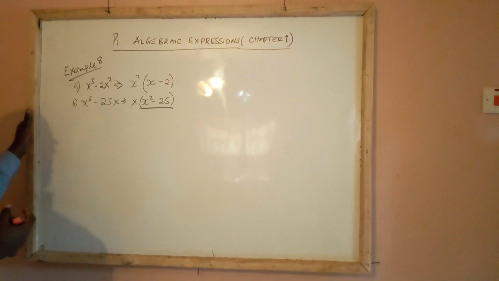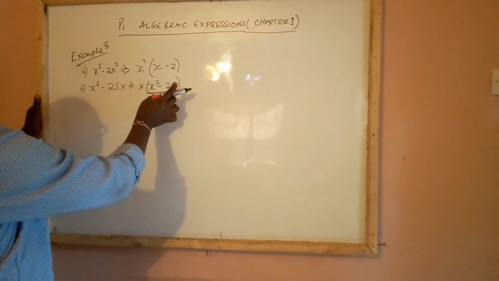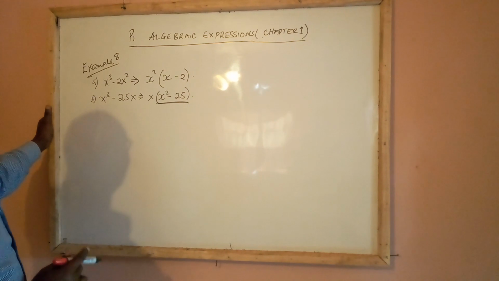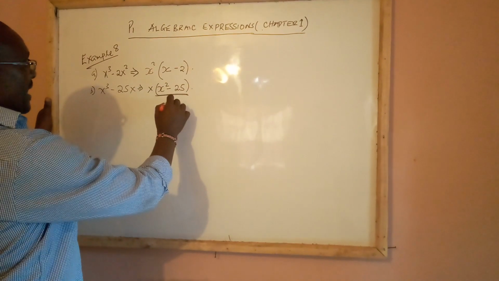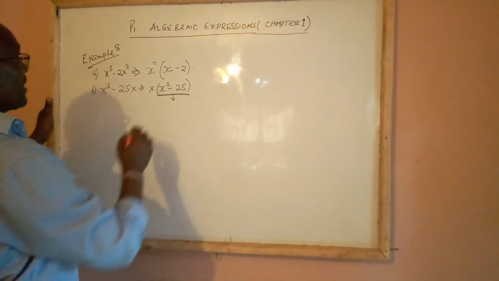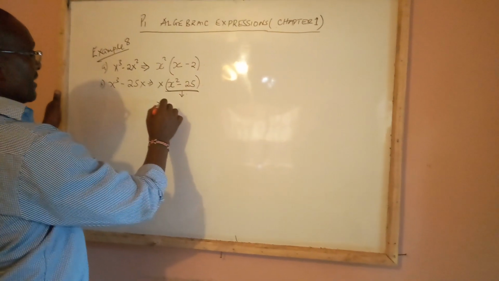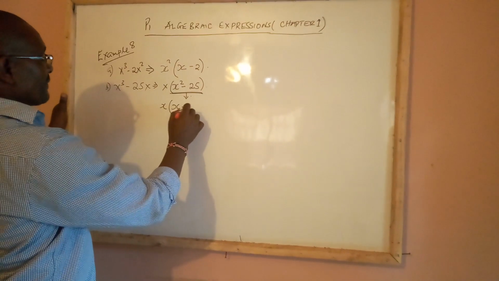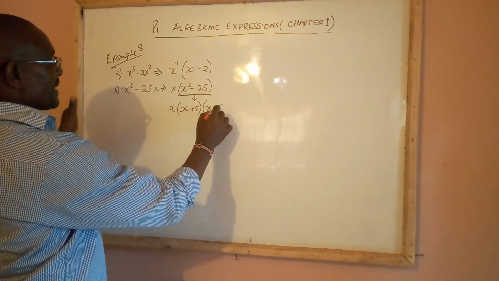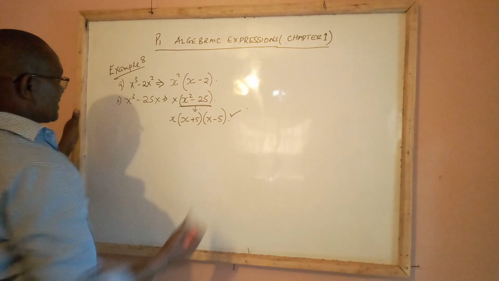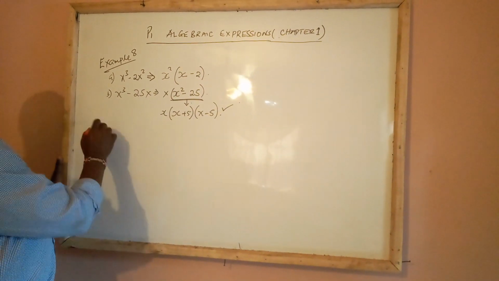That means we can further factorize this bracket alone, leaving x outside. So if you want to further factorize this, we are going to talk about difference between two squares. X still remains, x plus 5, x minus 5. And that is the final factorization.